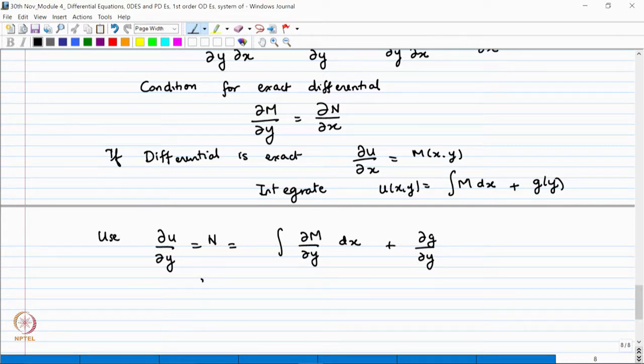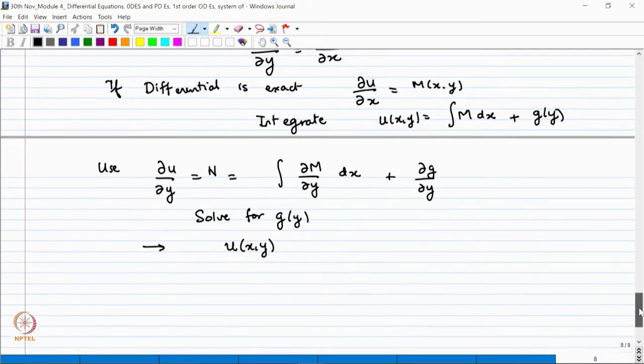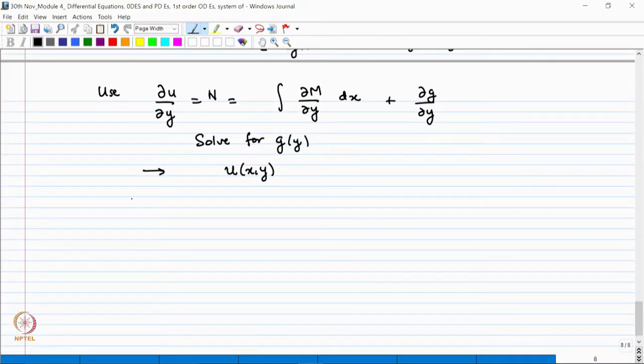So, solve for g. Then that will give you u of x y. And what do you do with u of x y? Our differential equation solution is du equal to 0, or u equal to constant. So once you solve for u of x y, your solution is u equal to constant.